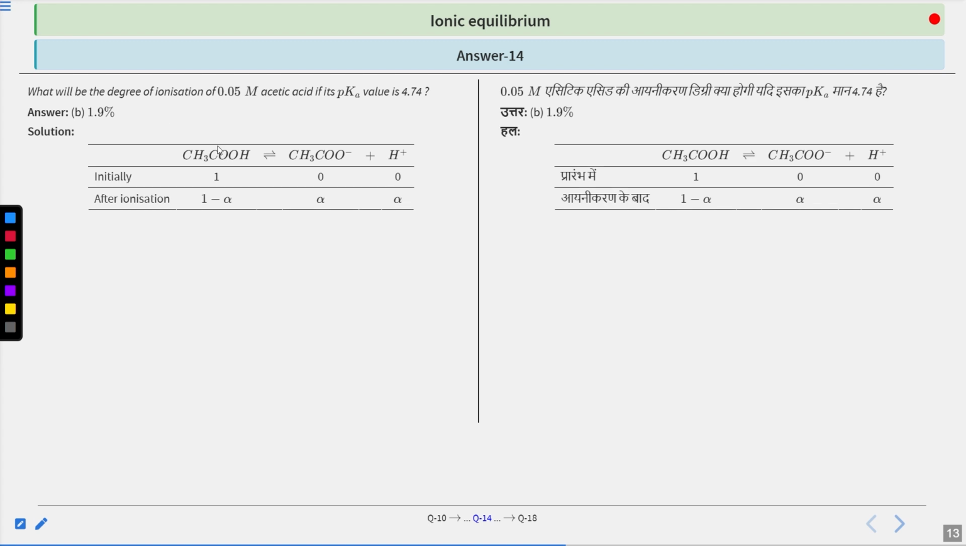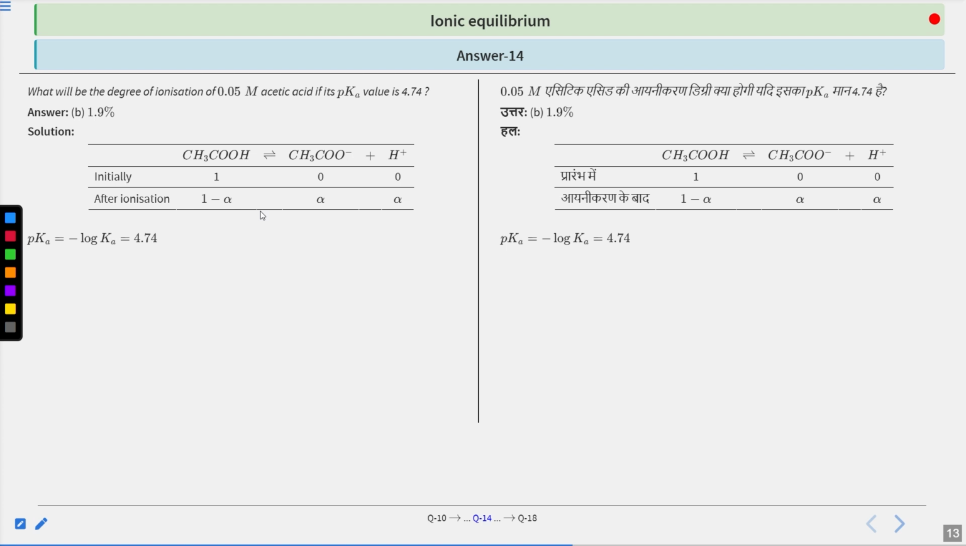If you write the breaking down of this acetic acid, then acetic acid is breaking into acetate ion and hydronium ion, or H plus ion. Initially, suppose we are dissolving 1 mole of this, and you have now 0 mole of this acetate and 0 mole of this proton. After some time, this dissociation will occur, and suppose alpha is the degree of dissociation, then alpha amount will be broken. So 1 minus alpha remains, so alpha has been broken, so alpha concentration of this acetate ion will be formed, and alpha concentration of this hydronium ion will be formed.